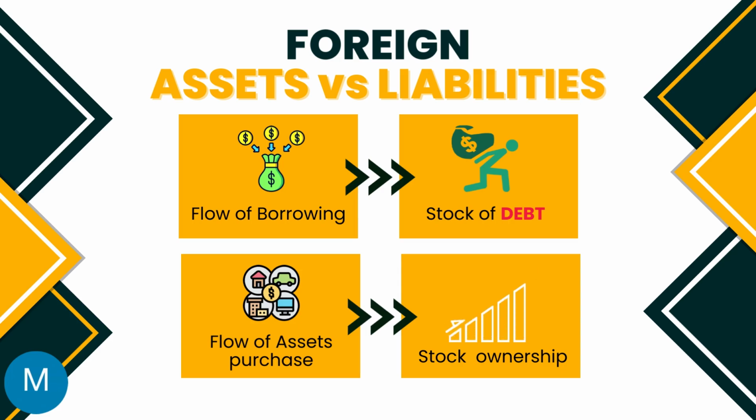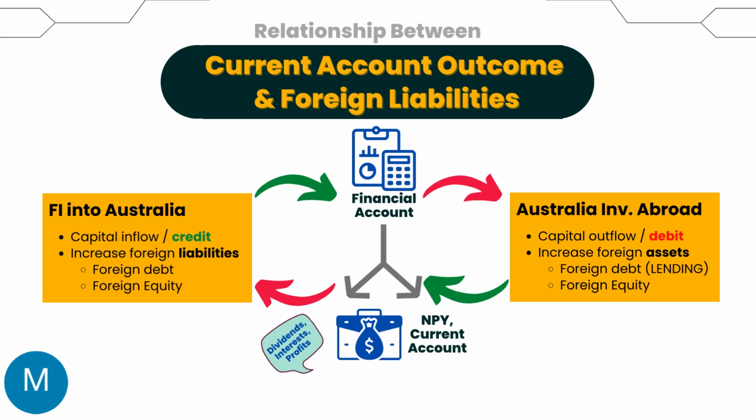In conclusion, the flow of borrowing would affect the level of stock of debt, and the flow of asset purchase would affect the stock of ownership. For example, the more we borrow from foreign investors or foreign banks, the more it will increase the level of foreign debt. If we purchase a lot of assets from overseas, in return it would increase our stock of ownership from overseas.